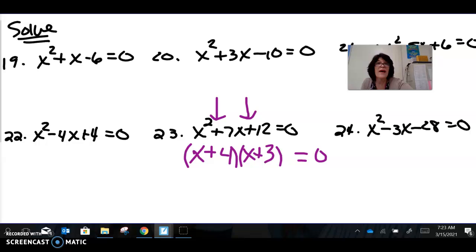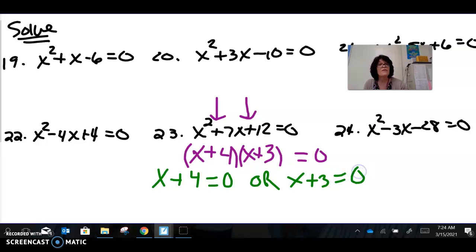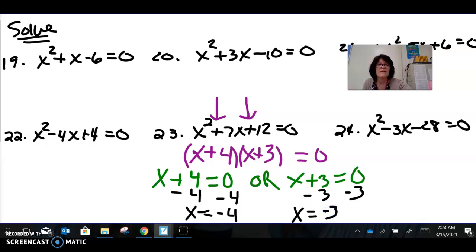The beauty of having it in factored form is now I have two things that I'm saying multiply together to equal 0. The only way that can happen is if either x plus 4 equals 0 or x plus 3 equals 0. And I have two little problems I have to solve that are pretty quick. To get the x by itself, I think most of you remember you subtract 4 from each side. 0 minus 4 is negative 4. Or on this side, I would subtract 3 from each side. x equals negative 3. Okay, so those are the two answers.